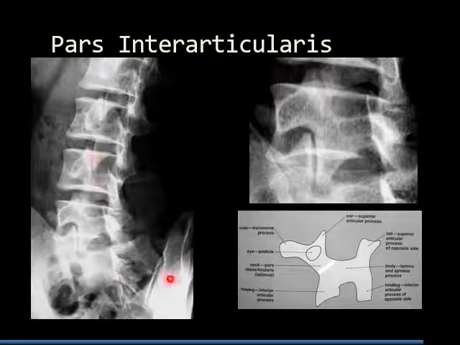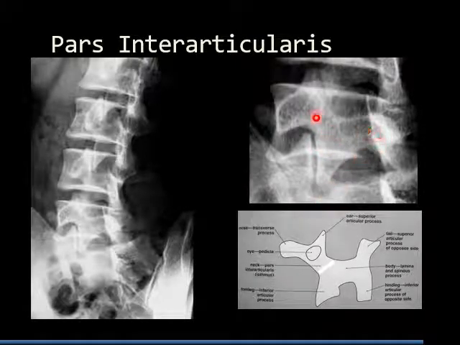In the oblique view, we see a very nice demonstration, which is called the Scotty dog sign. The Scotty dog's ear is the superior articular facet. Its nose is the tip of the transverse process. Its eye is the pedicle. Okay, so you can comment on the pedicle also here. Its neck is formed by the pars interarticularis. Here is the pars interarticularis, and its foot, anterior leg, is formed by the inferior articular facet.